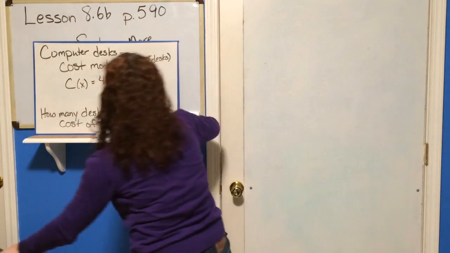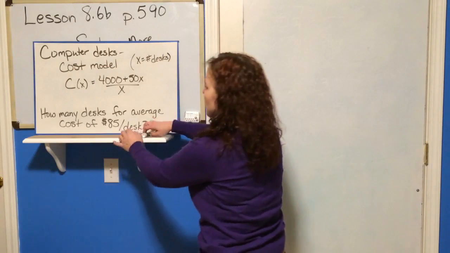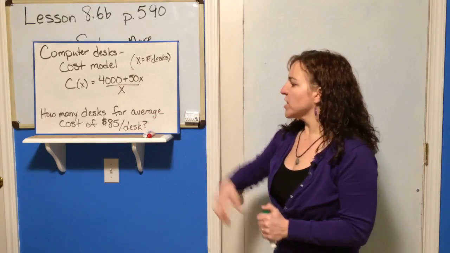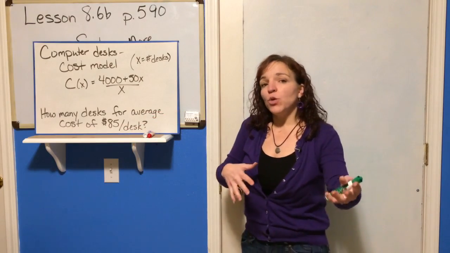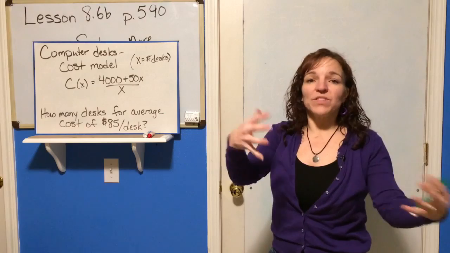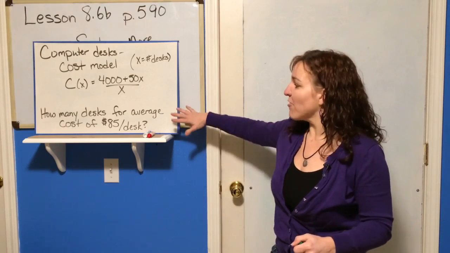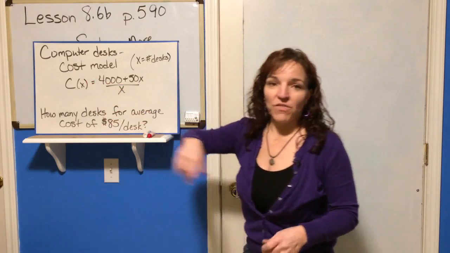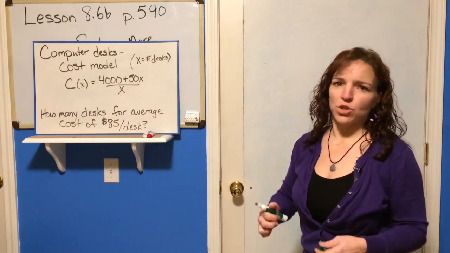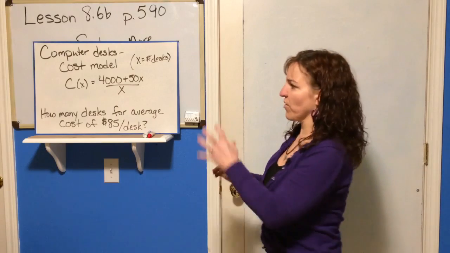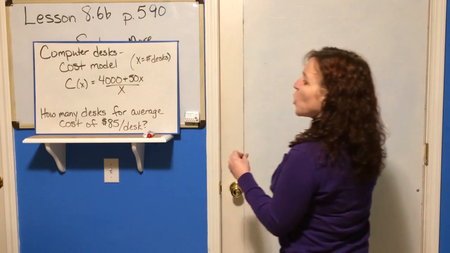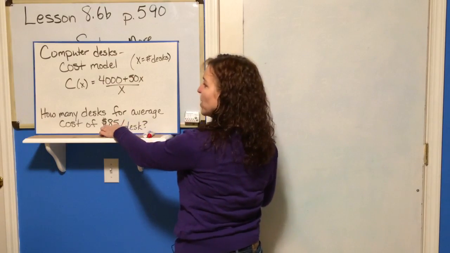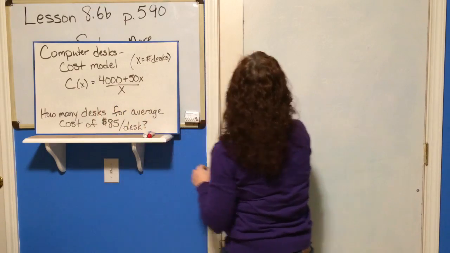So what I want to know is how many desks do I need to make in order for me to average a cost of $85 per desk? As you increase and decrease the number of desks, that's going to change the average of the cost of the desk because of this 4,000 that we've added in. All right, the initial cost, the startup cost of their business. So, how many desks for an average cost of 85? The cost is 85. That's what we're going to put in.